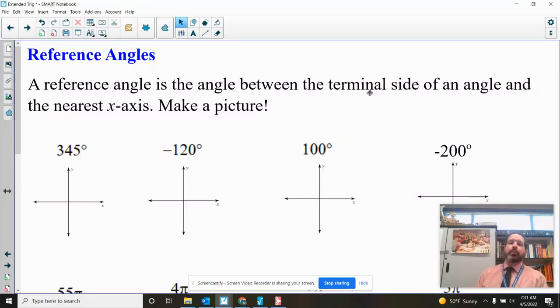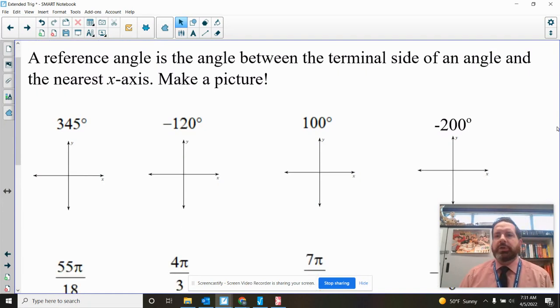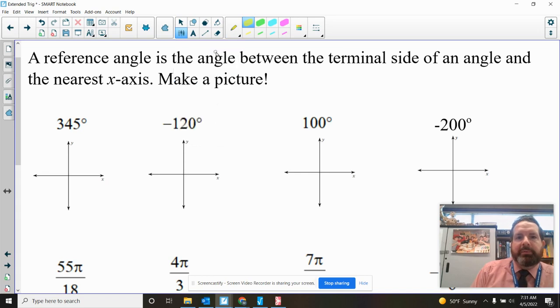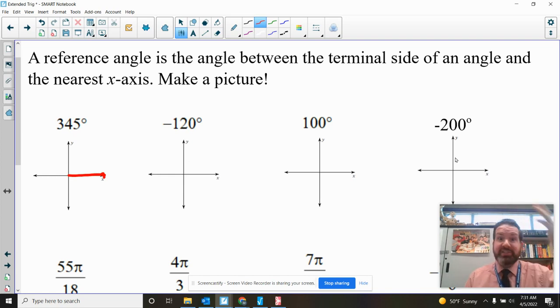Next, we're going to talk about what is called a reference angle. So before we even look at the definition, let's start with the first example by taking this 345 degrees. I just want you to sketch in what that angle looks like. As a matter of fact, why don't we do that for all four of these? I'd just like you to sketch and place all four of these angles. Then we'll come back and look at how to determine the reference angles.